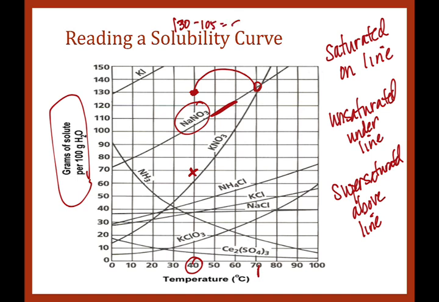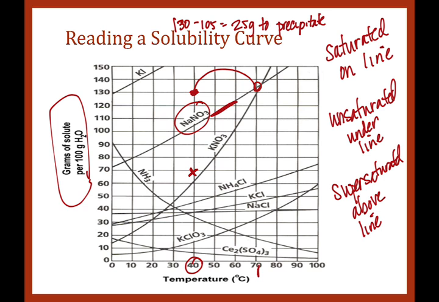So then that means I could get 25 grams to precipitate out because I'm over the line at that point. Okay, so that's how that works. The other way this works is, let's say I'm going to tell you, I want to know how many grams. We'll still stick with the sodium nitrate. How many grams of sodium nitrate could I dissolve in 200 grams of water?